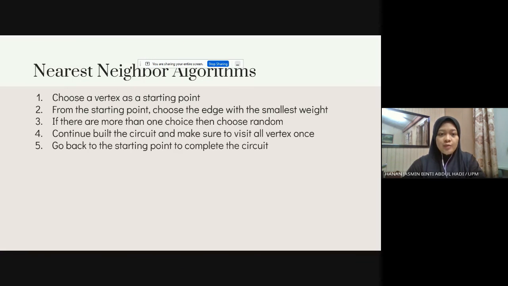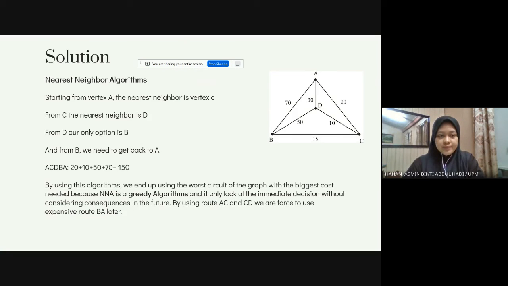First are the steps to use the nearest neighbor algorithm. First step is to choose a vertex as a starting point, and from the starting point, choose the edge with the smallest weight. If there is more than one choice, then choose randomly. Continue building the circuit and make sure to visit all vertices once. Go back to the starting point to complete the circuit. Here are some examples. We use the same graph as before.